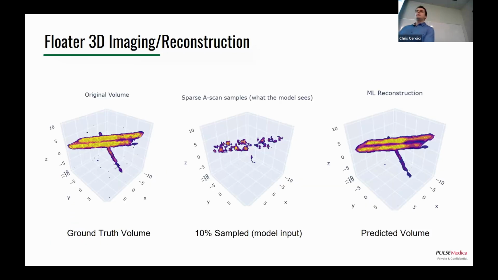Yeah. So the next slide. So we don't need the predicted volume. You mean this input? Yes.